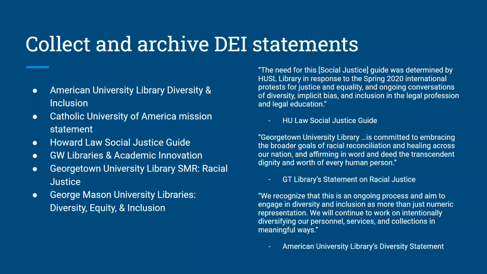As I mentioned earlier, some staff had reported that their libraries had written DEI statements or the like. Our subgroup believed it would be a good idea to collect these statements in a centralized place. So links to these different statements and other similar initiatives are currently available on the documents page of the WRLC Metadata Basecamp. And as you can see on the slide, some of the schools that have written statements are American University, Catholic University, Howard University, George Washington, Georgetown, and George Mason Universities.